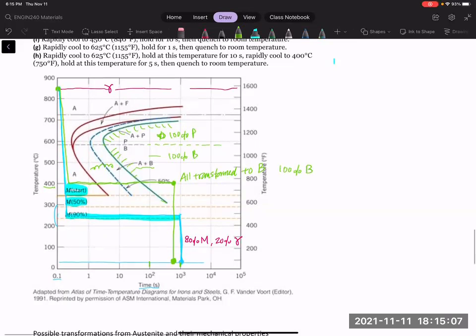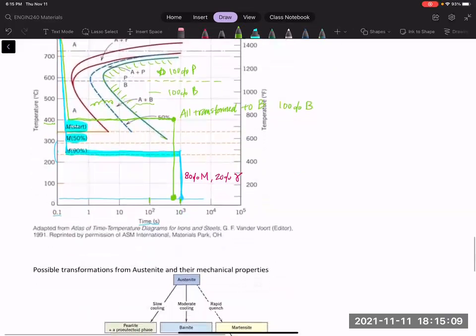Okay, so these are the things that you're going to do in the homework, and you just follow the same procedure, and be careful when you read the time period in the log scale, and then you will be able to find how things will be transformed. The quench means you're going to freeze the composition that you have just before the quench.